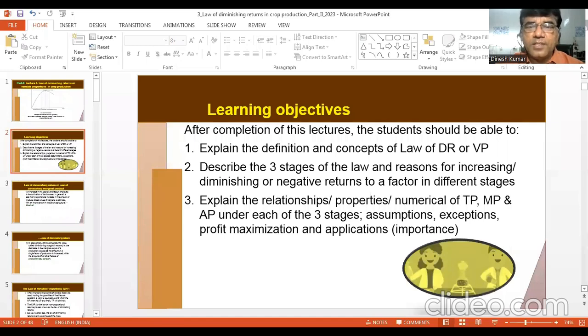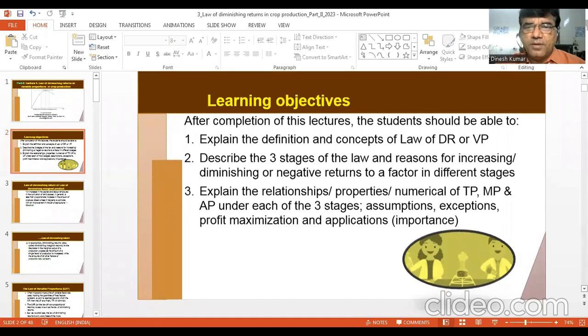Explain the relationship, properties and certain numericals with respect to total product, marginal product, average product under three different stages. And we will also see what are the assumptions of the law of diminishing return, what are the exceptions, and how we can get more profits, and its application or its importance. What are the areas of economy where this law of diminishing return can be applicable.